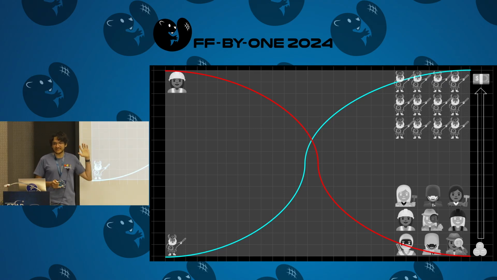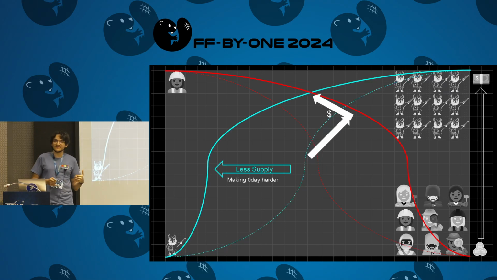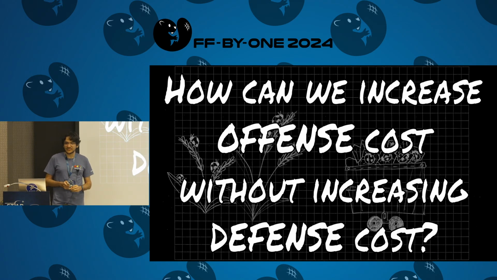Generally speaking, you can think about this as a form of cost. In the scenario where offense needs a certain amount of information, defense needs to know as much information as offense to be able to have a fair fight. However, it becomes more expensive because there's more demand and more competition, and it also becomes harder and more expensive for defense to afford this information, simply because they have less supply, less information. And the reason there's less supply is because it's harder. So it just becomes more expensive. So the general concept is how to increase offense cost without increasing defense costs.